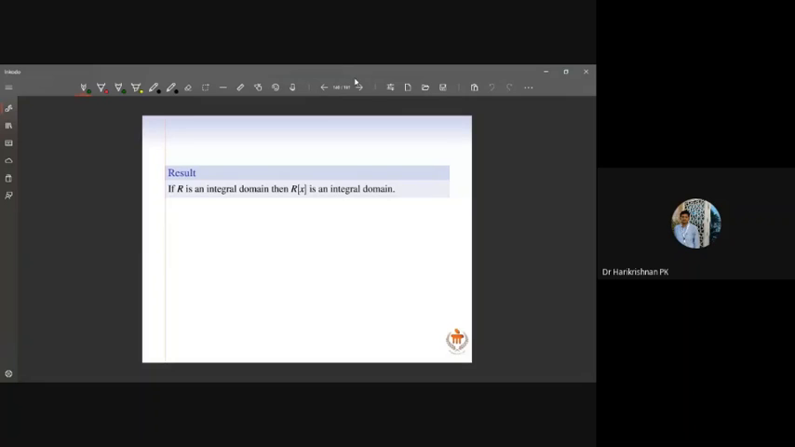I have told you what we mean by R[x]. R[x] is nothing but the ring of polynomials. If the underlying ring R is an integral domain, then the ring of polynomials will be an integral domain. In the polynomial ring, if the underlying ring is an integral domain, then R[x] is an integral domain. I am skipping that proof. You can see it later.